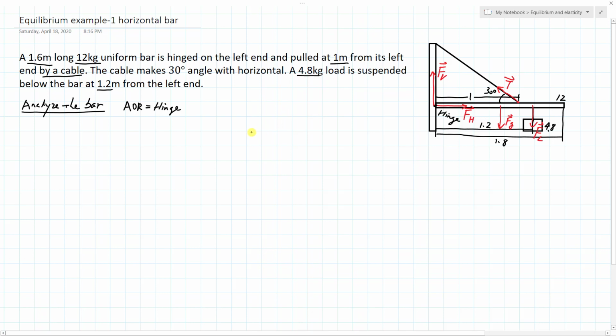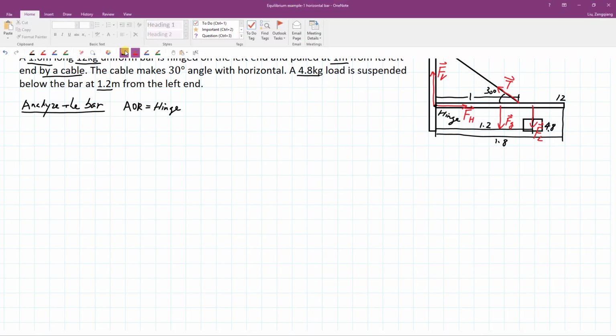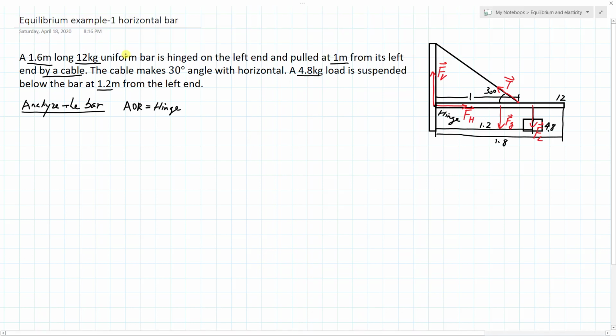All right, so let's return to our choice, the axis of rotation being the hinge. With this choice, several lever arms are zero. For example, the lever arm of the horizontal hinge force. This horizontal hinge force goes through the hinge, so there's no distance. The lever arm of the vertical hinge force is also zero because this force also goes through it. And then we have some other non-zero lever arms, such as the lever arm of gravity. It is halfway across the whole bar of 1.6 meters, so it's 0.8 meters. And then the lever arm of the load is 1.2 meters away from the left end, so it's 1.2 meters from the hinge.